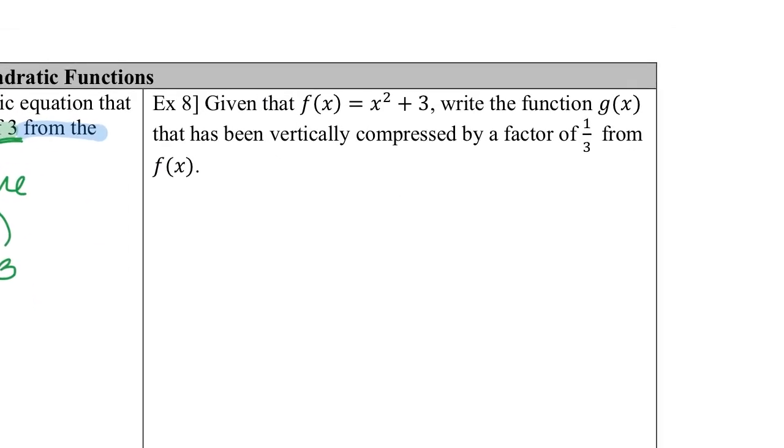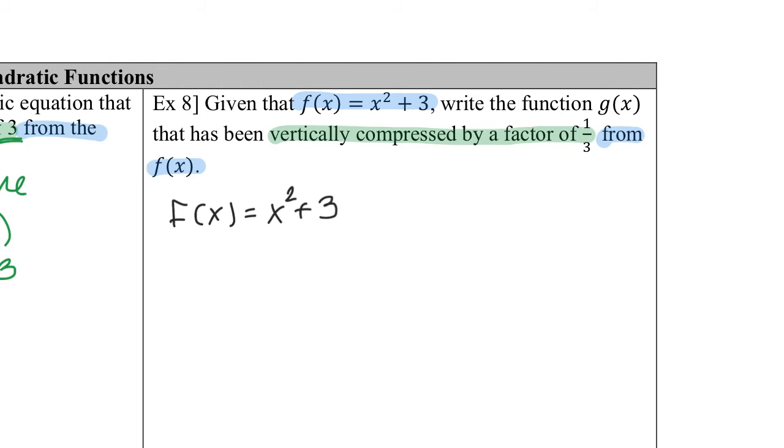Number 8. Given that f of x equals x squared plus 3, write the function g of x that has been vertically compressed by a factor of 1/3 from f of x. So again, find where you're starting from. It says from f of x, and that's this function here. So now we're not starting with the parent function. We're starting with f of x equals x squared plus 3. I'm going to write the function that has been vertically compressed by a factor of 1/3.